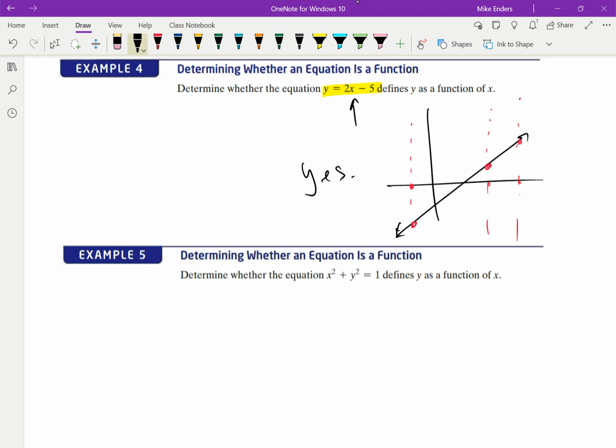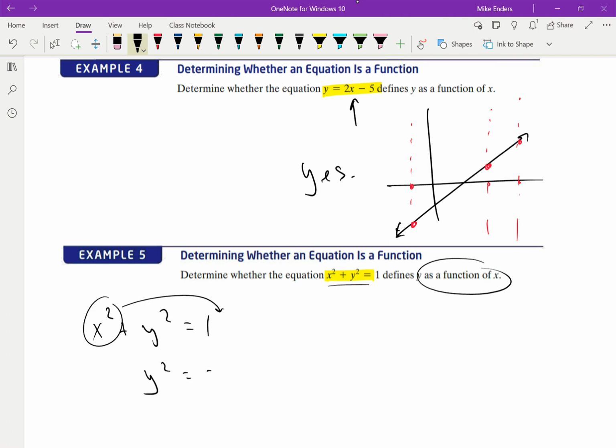If we take a look at the equation x squared plus y squared equals 1, does that define y as a function of x? What we can do is, unlike the first equation, where it was already solved for y, we need to solve the second equation for y. So if I have x squared plus y squared equals 1, I can move this x squared to the other side by subtracting it. And then in order to figure out what my y value is, I need to take the square root.